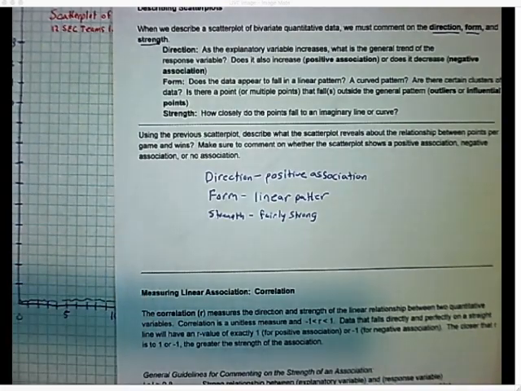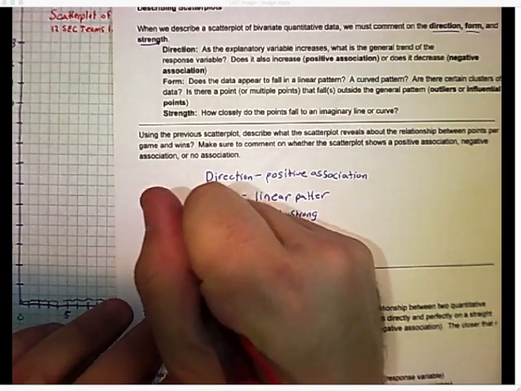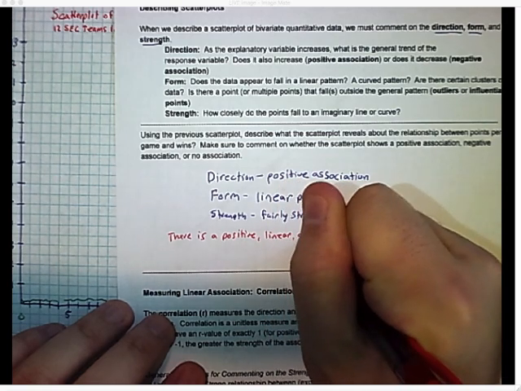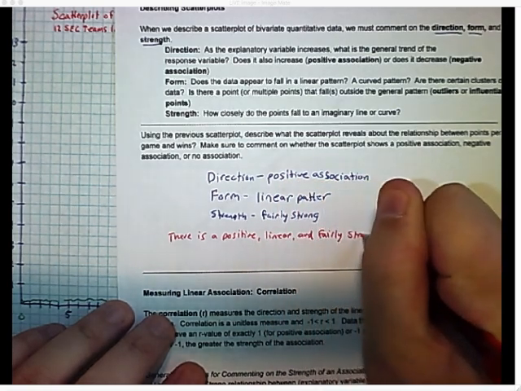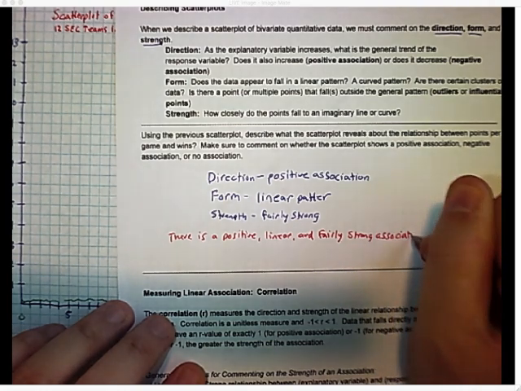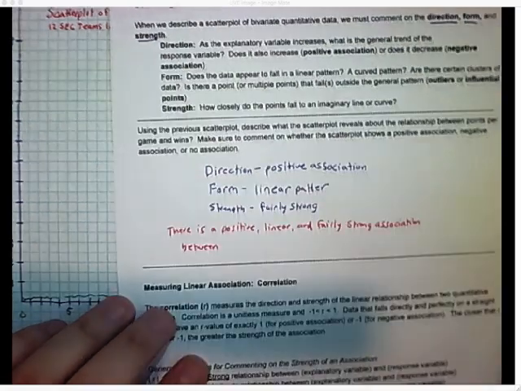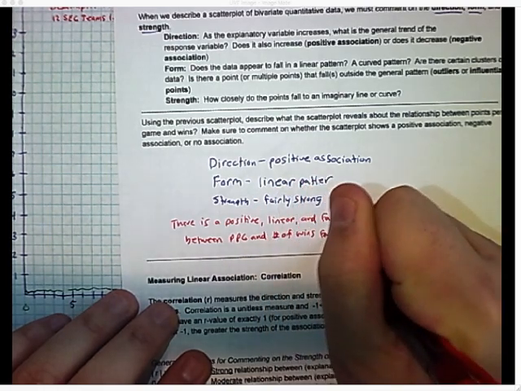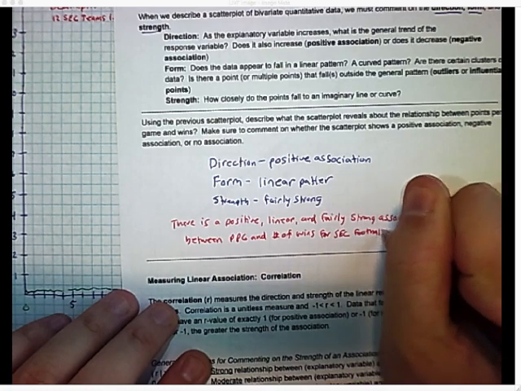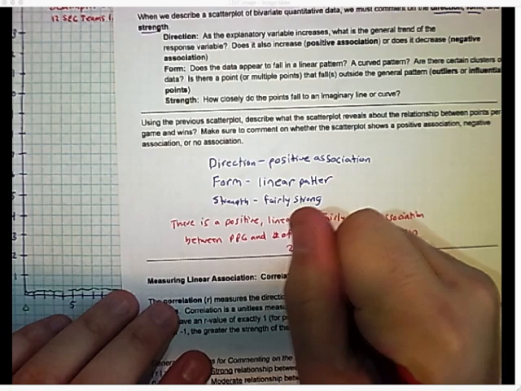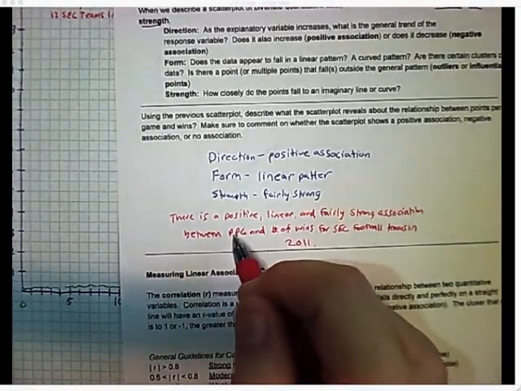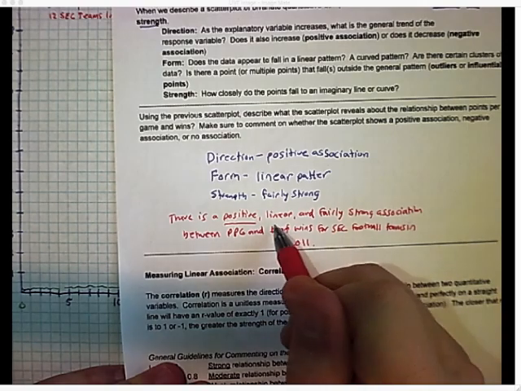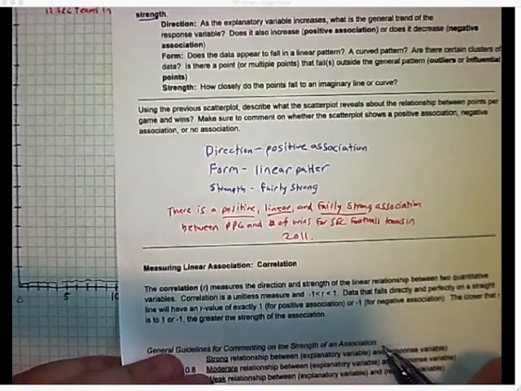Then when we put these things together, you can make a sentence like this: There is a positive, linear, and fairly strong association between, what are the variables? Points per game and number of wins for SEC football teams in the year 2011. So that's what they're looking for. If they ask you to describe the scatter plot, they're looking for direction, form, and strength. Those are the three things they're looking for.